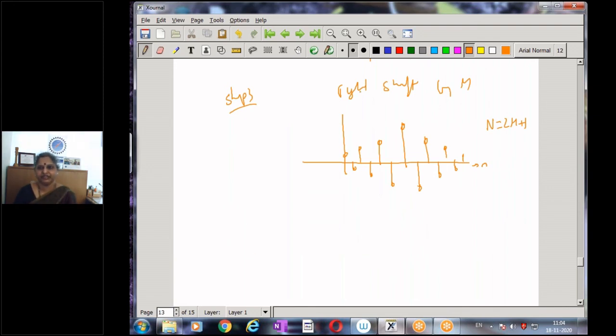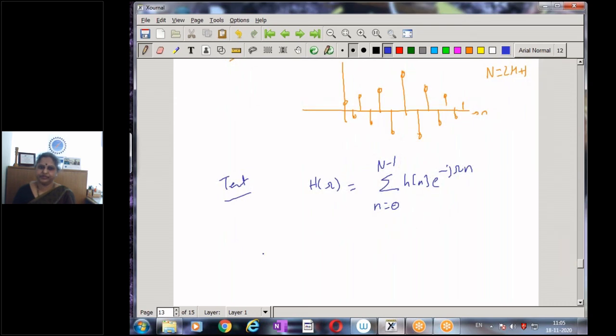Once again, we can verify the design. We can check how good our design is by computing the frequency response H of omega, and this is the way to test. We can implement the designed filter either using the direct form representation or using the linear phase representation.